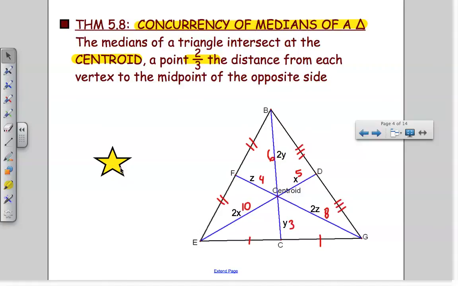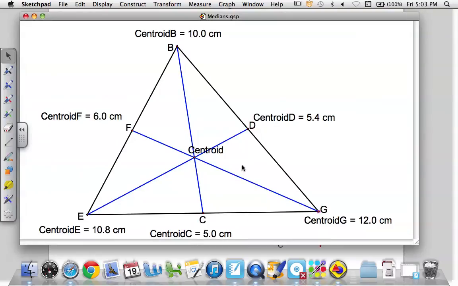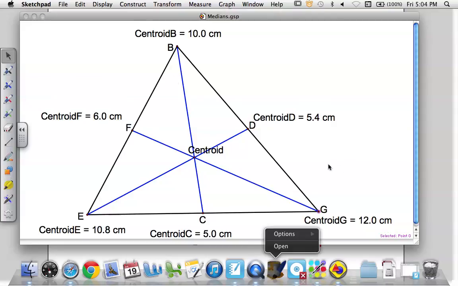And I want to show you this in Geometry Sketchpad. All of these blue segments are medians. They're going from a vertex to the midpoint of that opposite side. And notice the numbers that you see from centroid to C is 5, centroid to B is 10. Yep, this portion is double this portion. Here again, another median, centroid to D is 5.4, centroid to E is 10.8, or double that. Centroid to F on this median is 6, centroid to G on that same median is 12, again, double that.